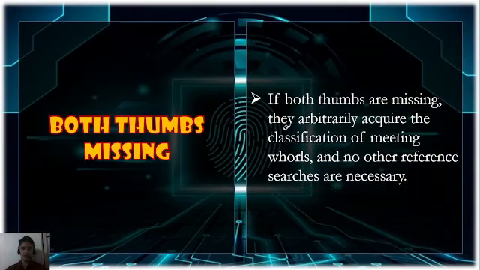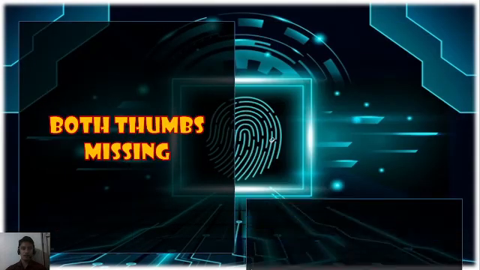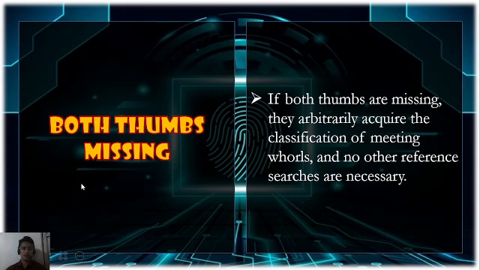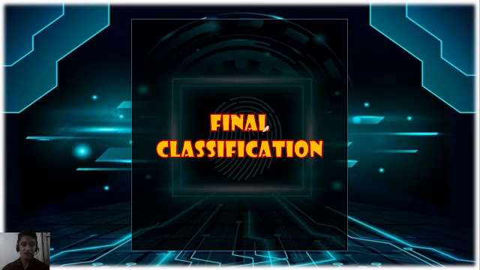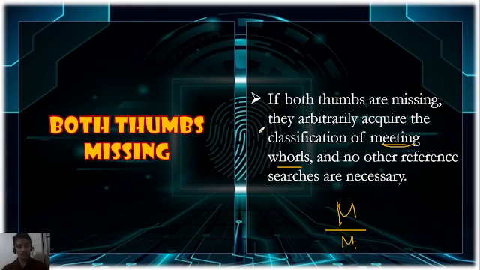So, pag parehas na amputated, meron naman po ditong sinabi. Okay? Both thumbs are missing. So, simply we are going to treat them. Yung binanggit natin nung nakaraan. Okay? Both are treated as meeting whirl. Okay? So, ano yung magiging major division? M. Diba? Okay, kasi both are treated as meeting whirl and no reference searches are necessary. Kasi nga, that is for the thumb only. I mean, for the loop pattern, ridge counting. Okay, so yan po yung meron tayo dito sa major classification.